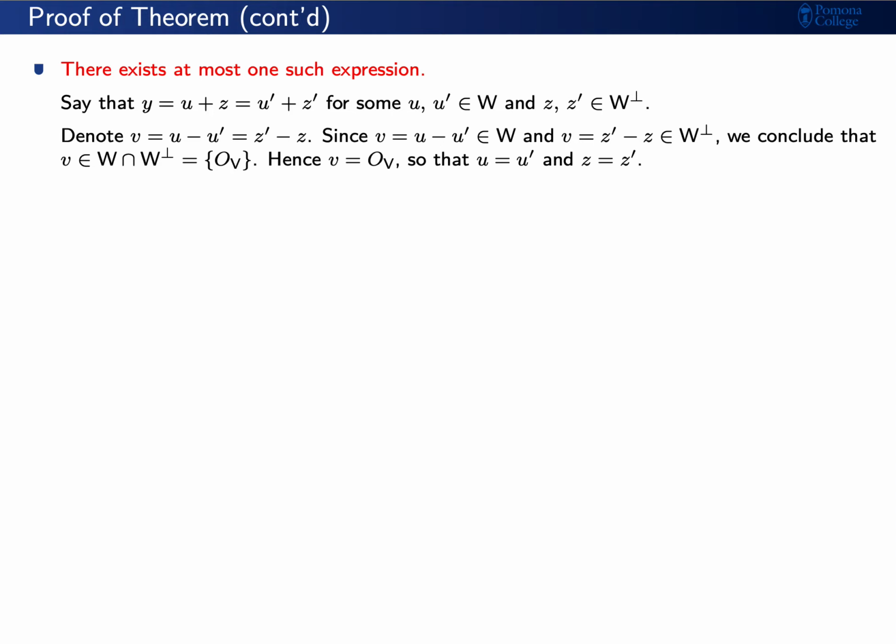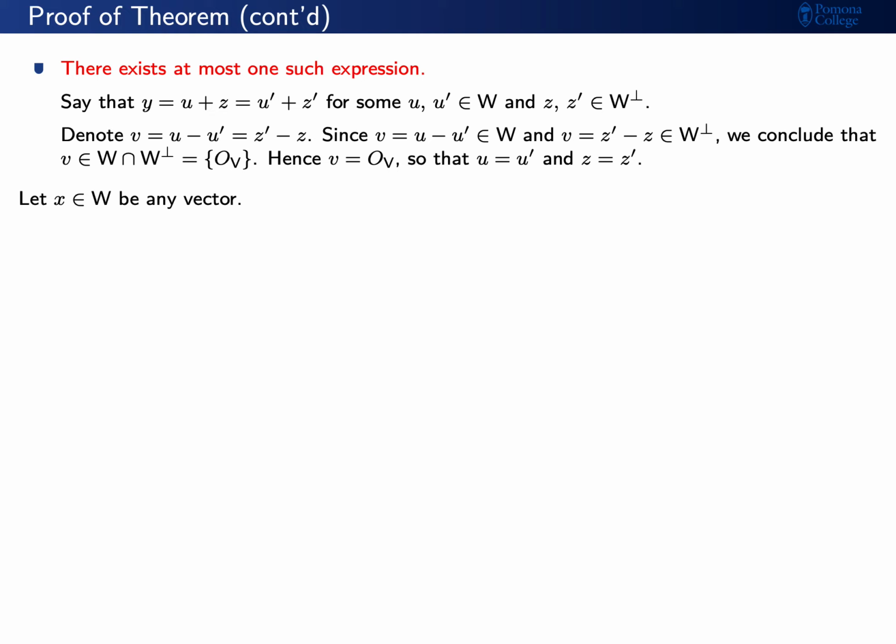Now this means that the vector v that we've just defined must be in both W and its orthogonal complement. So we see that v must be in the intersection, showing that our vector v must be the 0 vector. This means that U equals U prime and Z equals Z prime, so we indeed have at most one such expression.